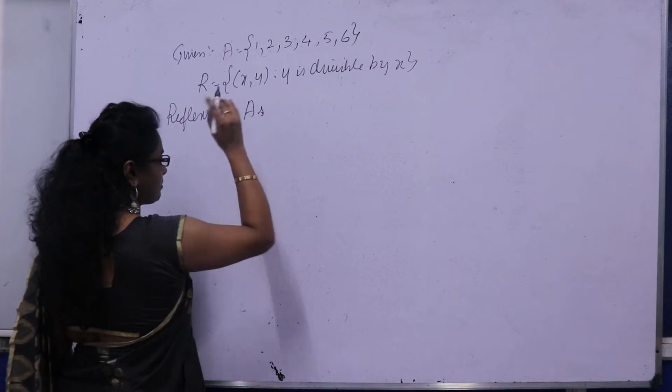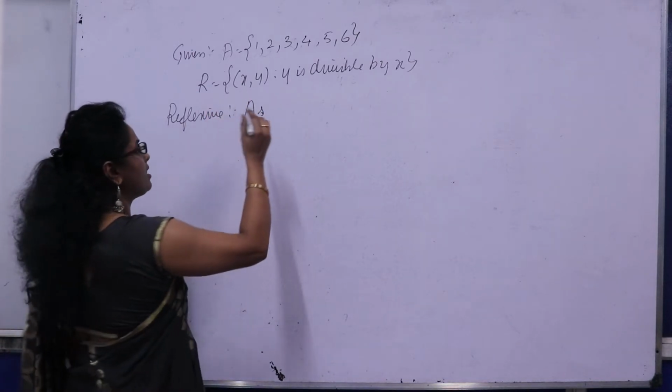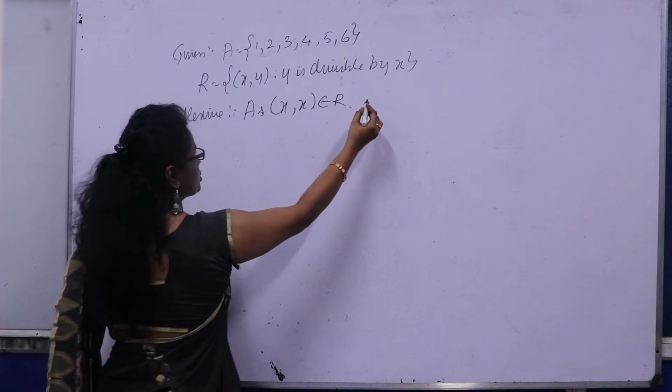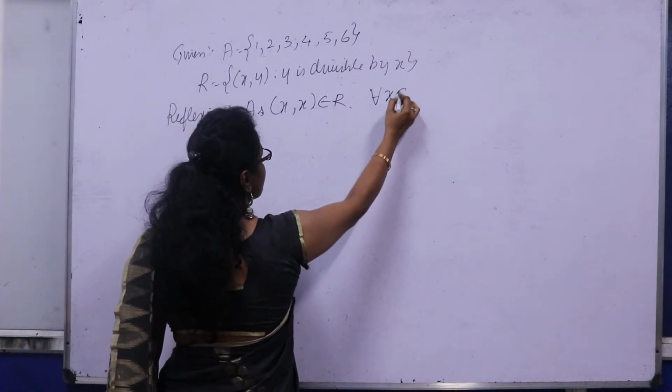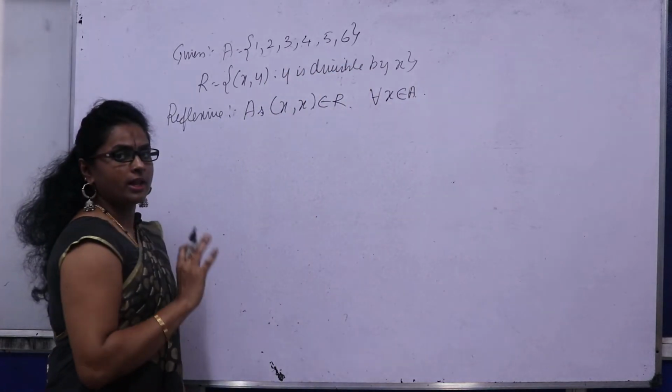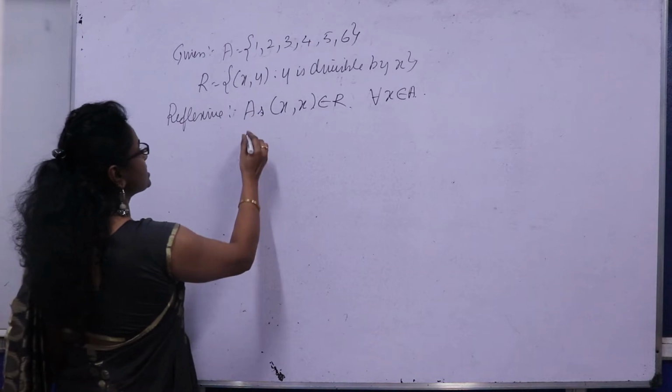What is the statement? Always go for the normal mantra. That is x comma x belongs to R. From where is this x coming from? X belongs to the main set A. Let's check. What does it say?